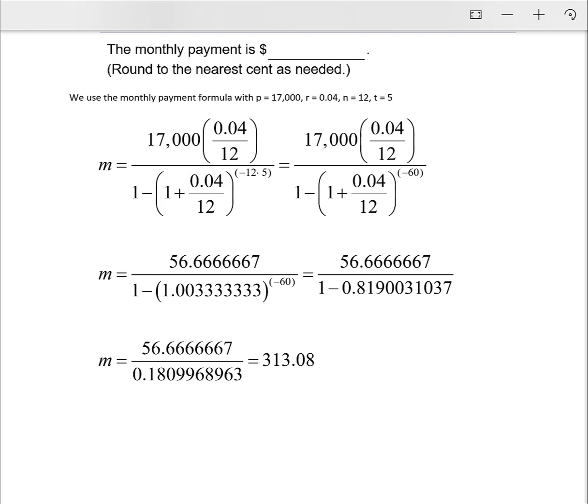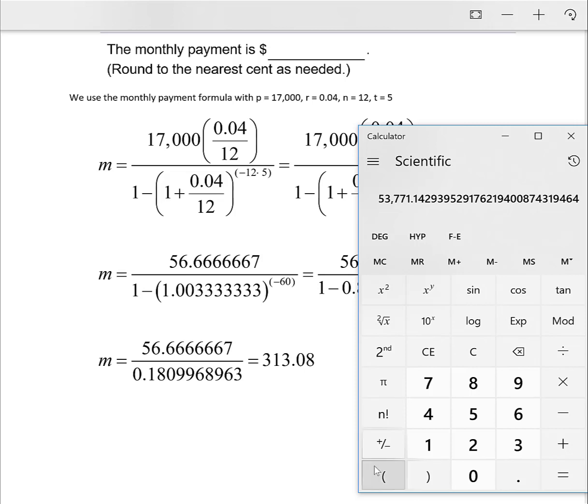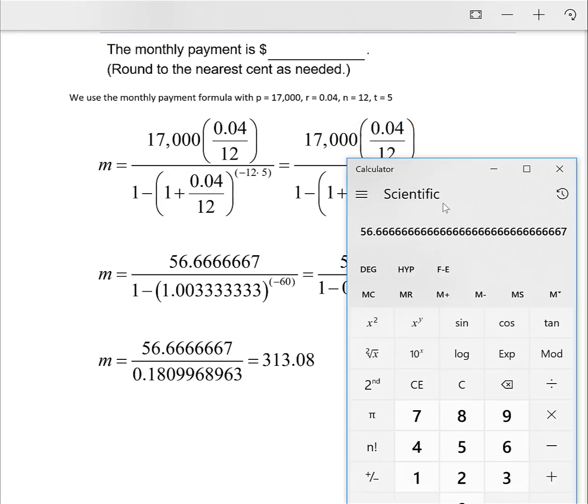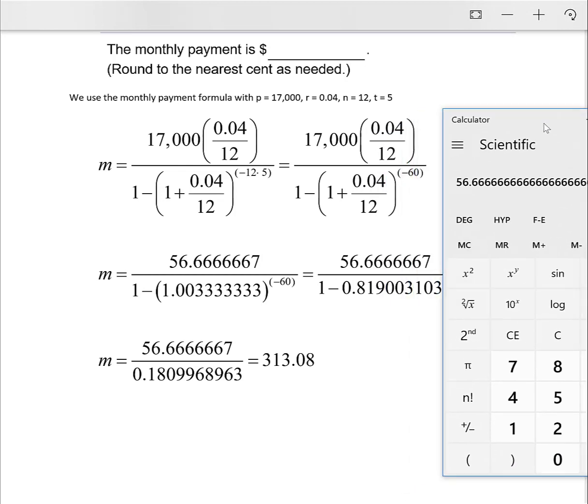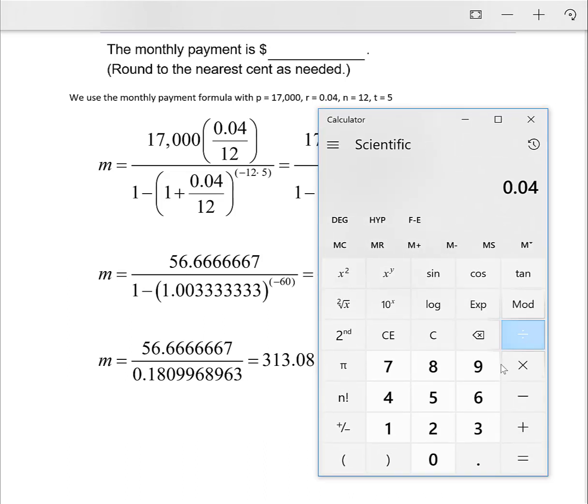So let's pull up my calculator, and I'll simplify the numerator first. So I take 17,000 times the 0.04 and divide by 12. And that's where I got the 56 point, if you see right here, 6666667. And then I'll just write that one down for now. So let's go into my denominator rather, and I see that I've got 0.04 divided by 12. Pull this over here, make sure you can see it. Divided by 12.